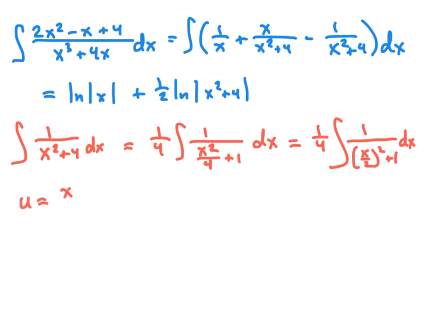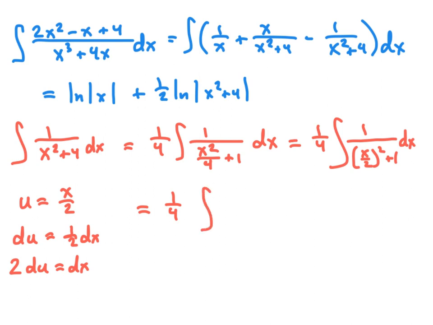We can let u be x over 2. du would then be 1/2 dx. And since we only have dx in our expression, we can multiply both sides by 2 to get 2 du equals dx. And now we can make this substitution. We have 1/4 of the integral of 2 du, so we can multiply by 2 out front, of 1 over u squared plus 1 du.